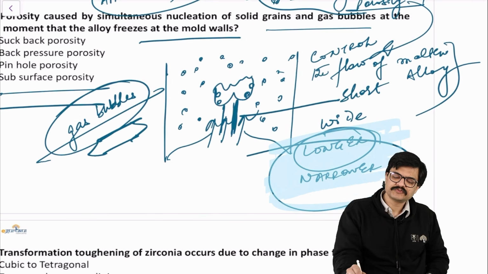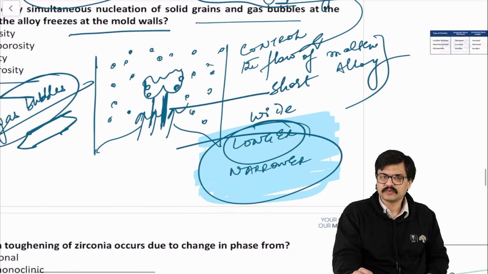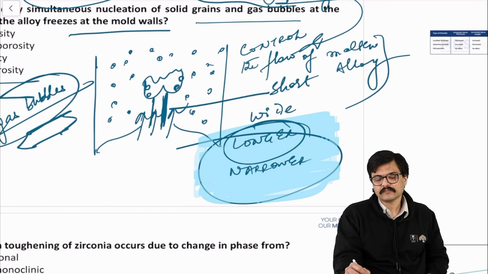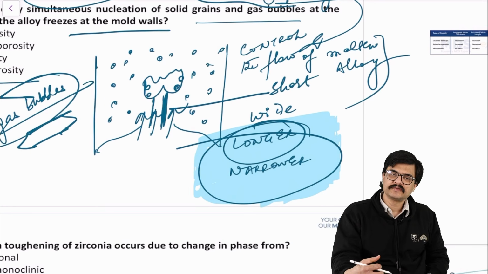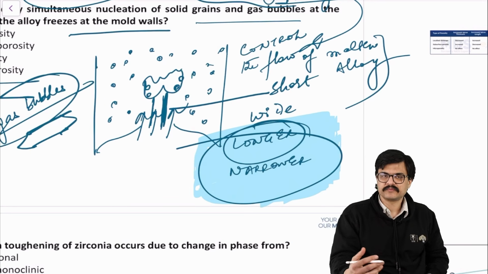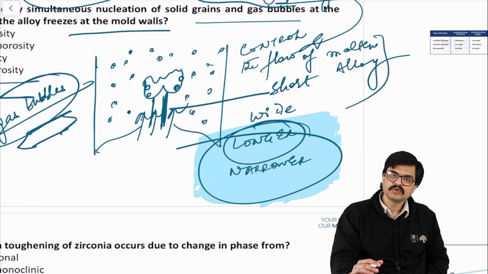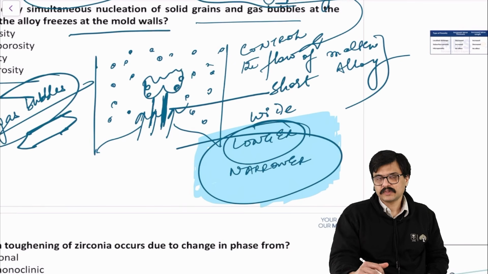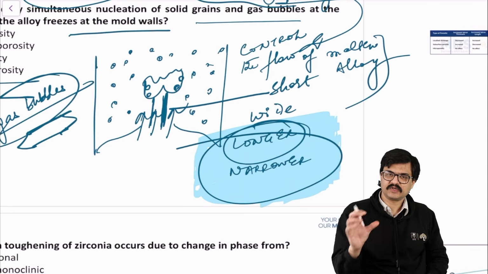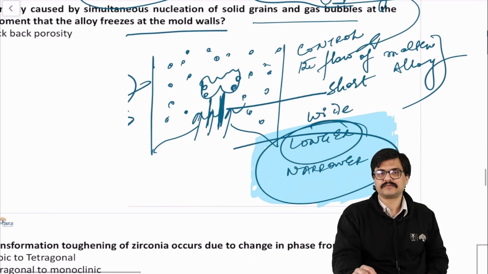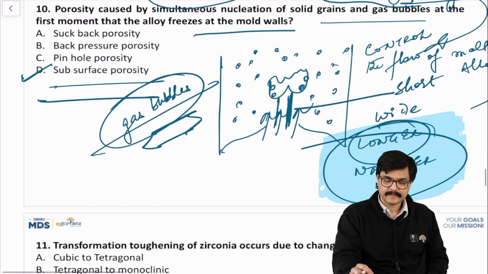What is the drawback of doing this? If you have too long a sprue, you can have localized shrinkage porosity, and if you have too narrow a sprue, you can have localized shrinkage porosity. So you need to balance the two. If it's too short, you will face subsurface porosity. If it's too wide, you will face subsurface porosity. So it all has to be balanced correctly so that you don't have any of these problems.